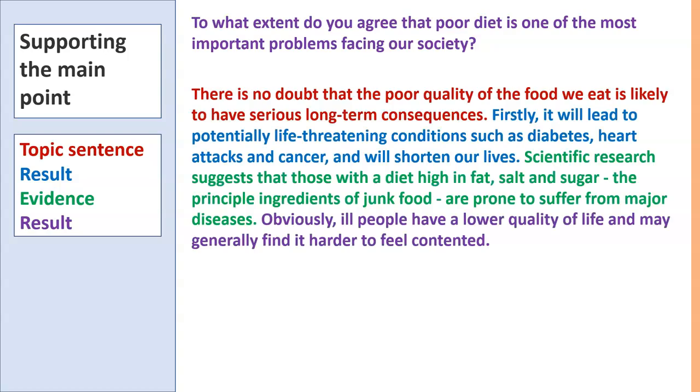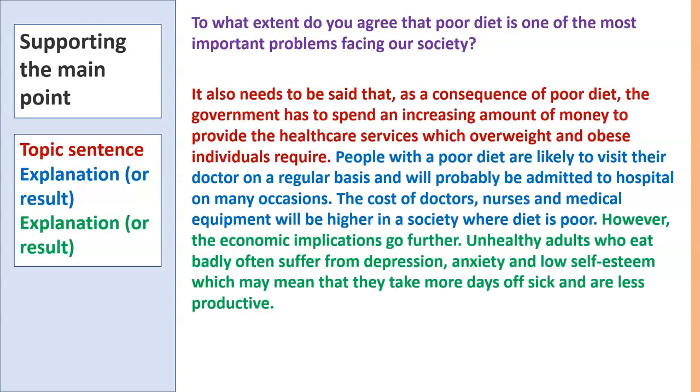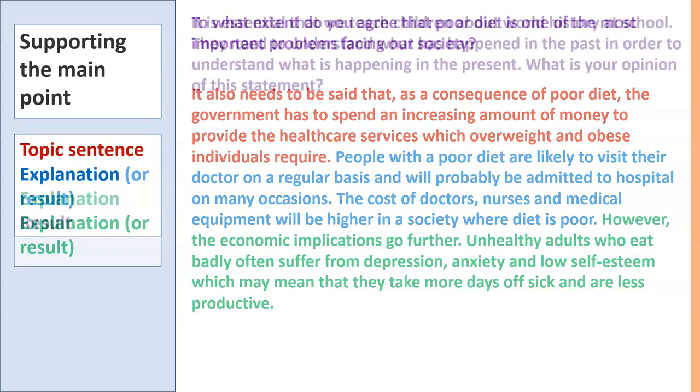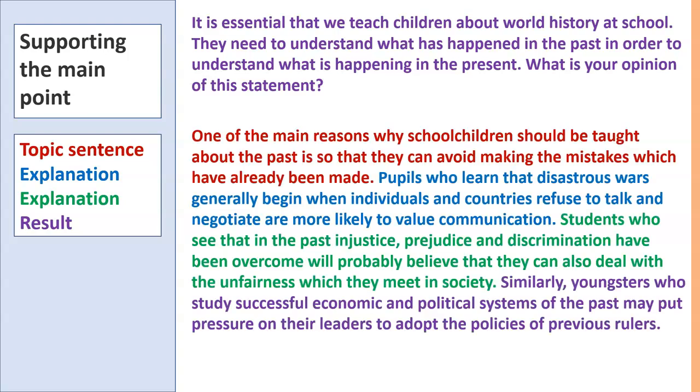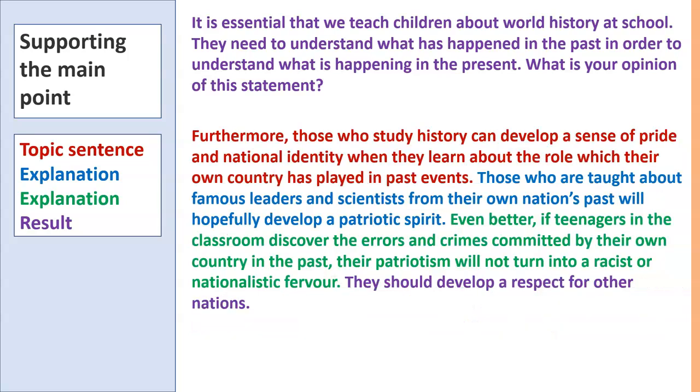In this paragraph, we have a result, some evidence, and another result. And here, it could be explanation. We could view this as a result. Here we have explanation followed by a result. So you can see we can use two forms of explanation, or we can use a certain type of support twice. Another paragraph here with explanation and a result.